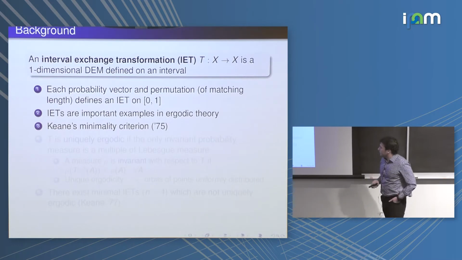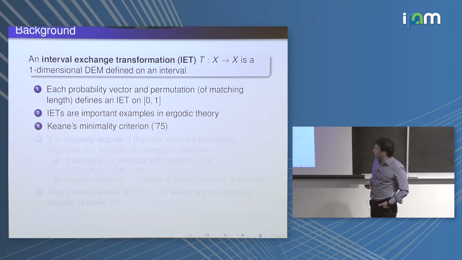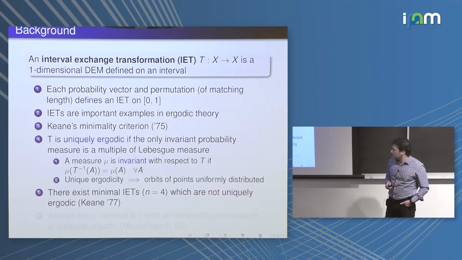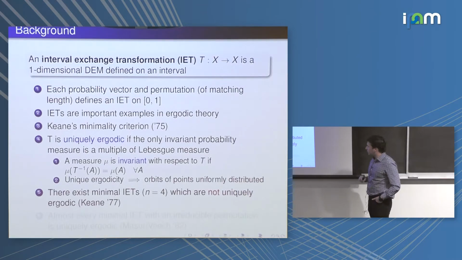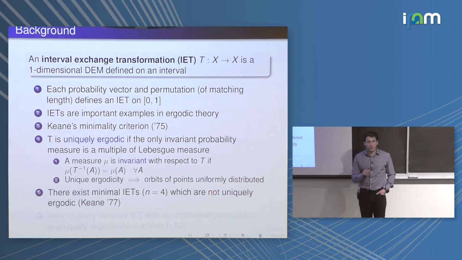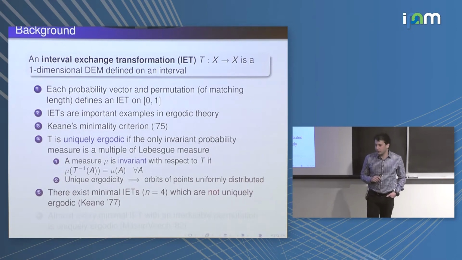These are important examples in ergodic theory. In 1975, Keane discovered a criterion for when these are minimal, meaning when the orbit of every point is dense. But a little bit later, in 77, Keane discovered that you could build an example with just 4 pieces which is minimal but not uniquely ergodic. What that means is that the orbits of points are not equidistributed with respect to Lebesgue measure.